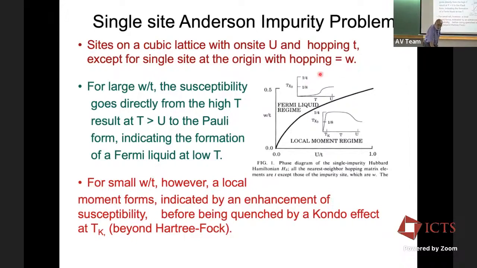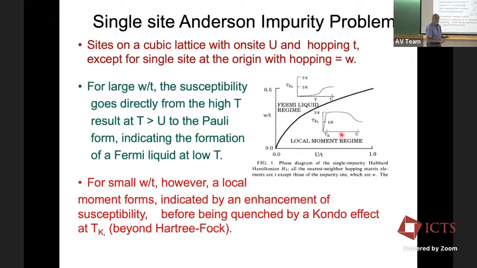So when you go through this calculation, which is a very old calculation done in the 60s, what you find is that as you go from high temperature to low temperatures, there are two possible regimes. One regime is where the W is large, and then this site becomes part of the Fermi liquid, and you get a direct transition from high temperature susceptibility to a Pauli susceptibility. On the other hand, if W is very small, the system forms a local moment on that site, and the susceptibility gets enhanced by a factor of two because two of the states are taken away from the four possible states on that site.